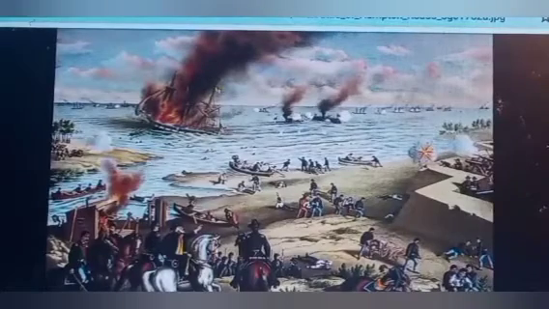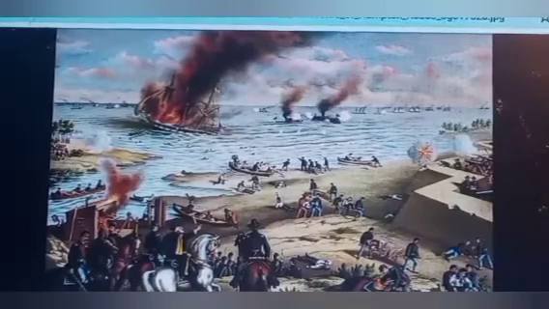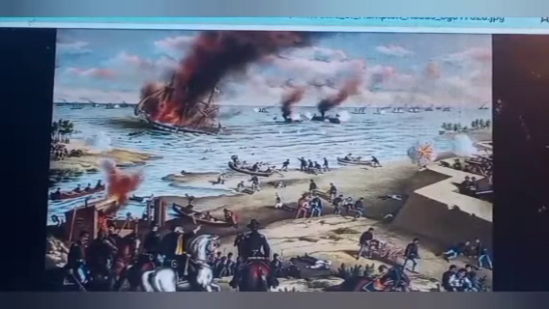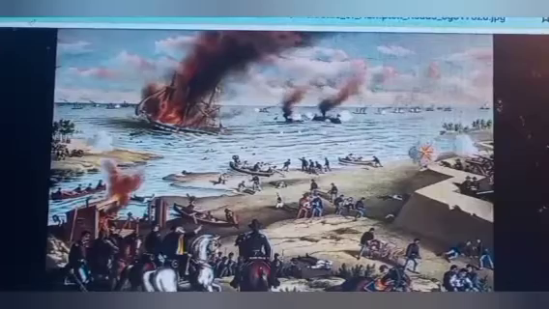Print shows a battle scene between the ironclad Monitor and the Merrimac just offshore. Also shows a Union ship sinking and rescue boats being pulled in from the sea, as well as a Union artillery bunker, Union soldiers and officers, and some rescued sailors.